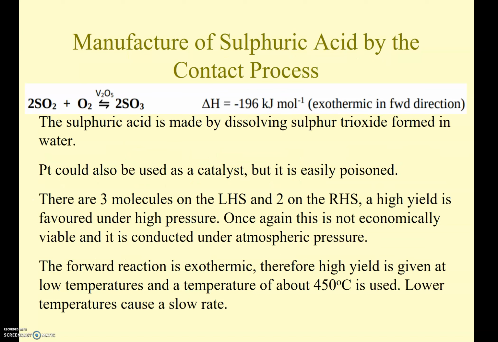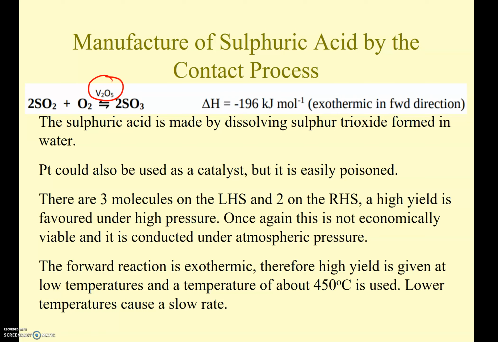The sulfuric acid is made by dissolving the sulfur trioxide formed in water. Platinum could also be used as a catalyst, but unfortunately it's easily poisoned, so again it wouldn't be the best thing economically for the process, so this vanadium pentoxide is a much better option for them. There are 3 molecules on the left hand side and 2 on the right, so high yield is favoured under high pressure. Once again, this isn't economically viable, so it's conducted under atmospheric pressure.